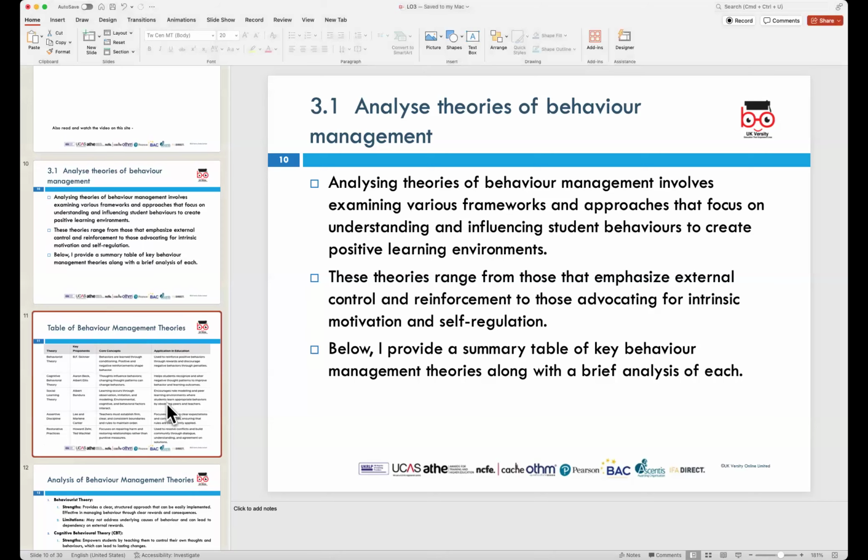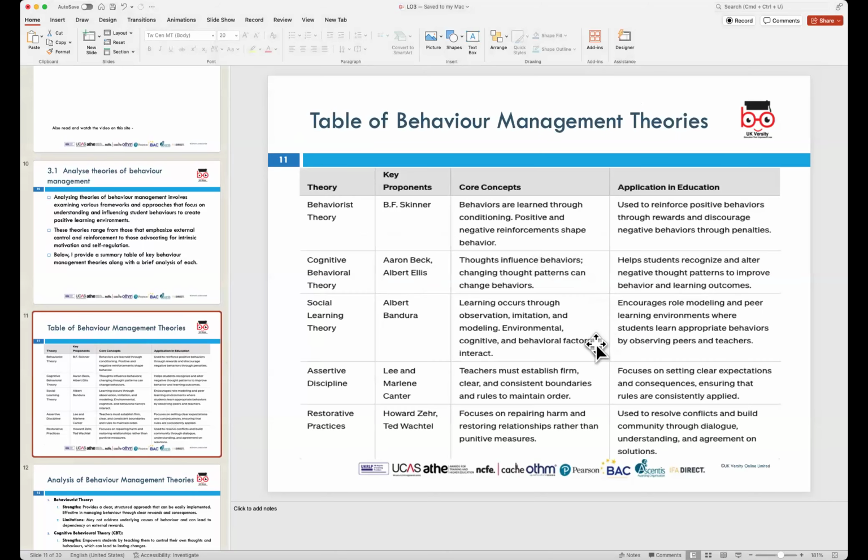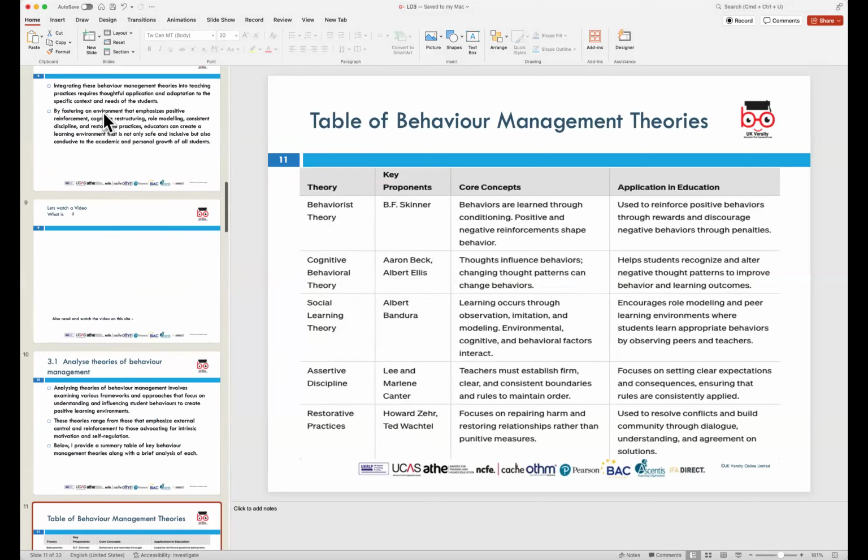So what I've done is, I've drawn up a table of some of the theories I feel are relevant to classroom management. And these are the 5 that I've covered in the slides initially to give you a bit of an overview. So we've looked at the behaviorist theory from Skinner, cognitive behavioral theory from Albert Ellis and Aaron Beck, social learning theory from Albert Bandura, assertive discipline from Lee and Marlene Canter, and restorative practices. That one I missed out.